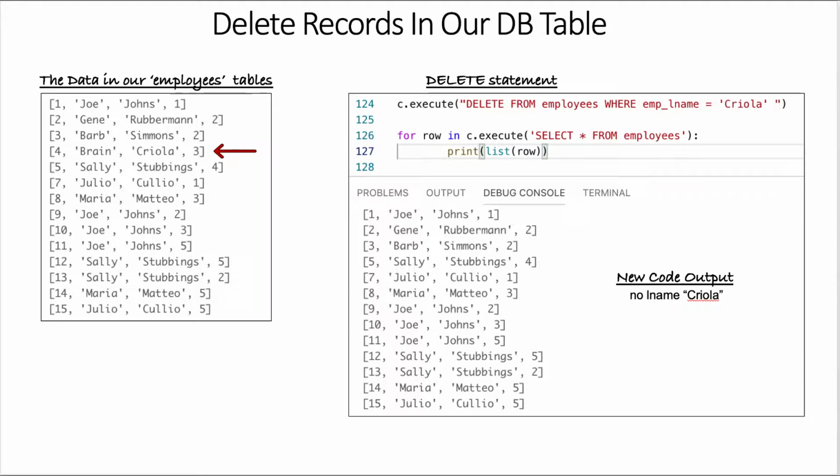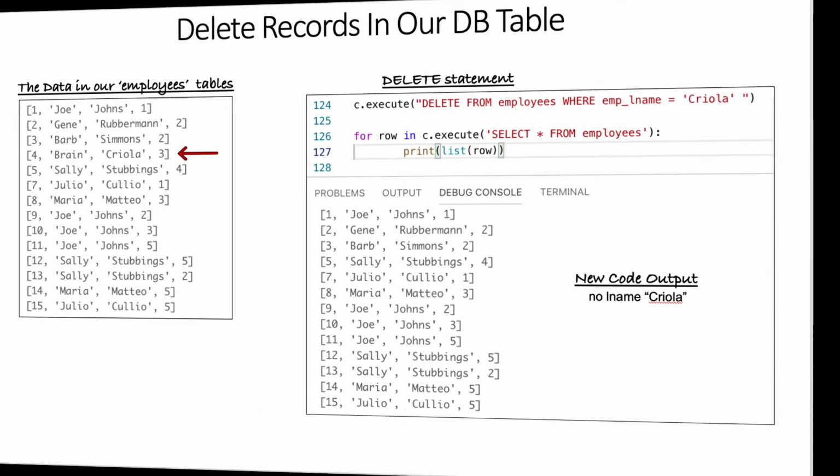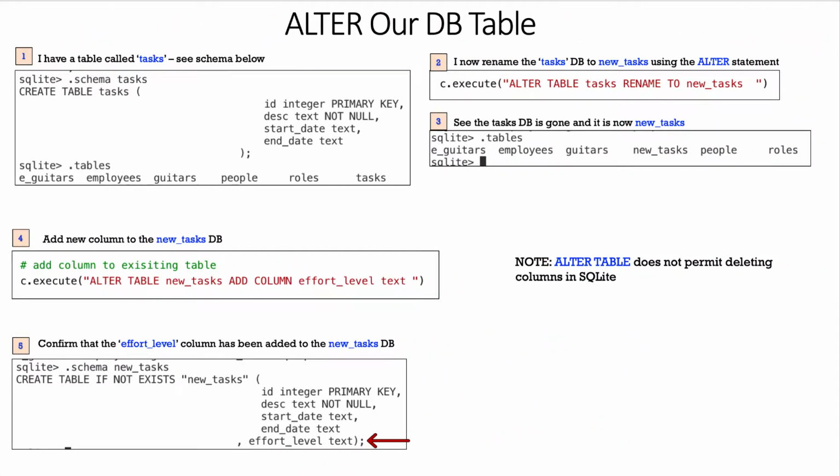So now we've built up all these records in our database table employees, and we have come to want to delete one. In fact, we want to delete record number 4 with the name Brian Criolla. So how do we do it? C.execute, using our cursor with the execute function, delete from employees where employee last name is Criolla, or emp_lname, which is the field name, equals Criolla. We execute that, and then we could test it by looking at our output data again. So for row in C.execute select star from employees table, and we see Brian Criolla is no longer in our list. So mission accomplished.